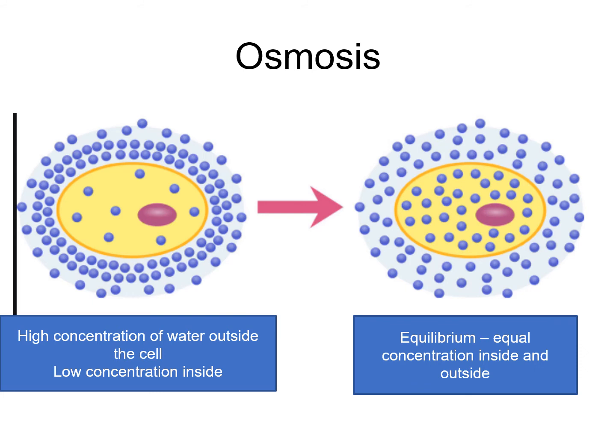So osmosis, like diffusion, is passive. It's basically diffusion of water.